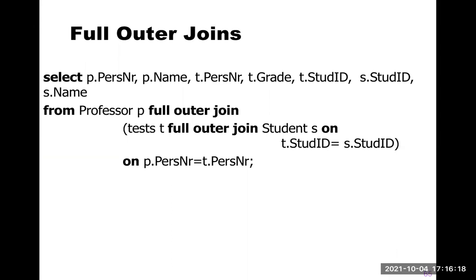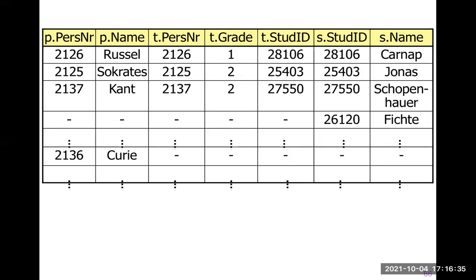And full outer join, I want to see all the professors and all the students. If some professors and students made tests, then okay. If not, then records for professors without data and records for students without data will be present. So the result of full outer join is like this.